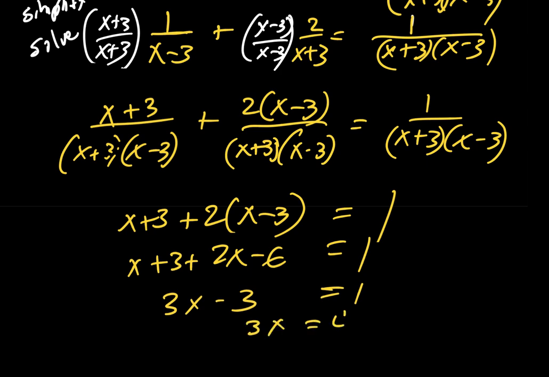3x equals 4. X equals 4/3. Again, assuming that I paid attention and kept track of my negative signs, 3 and negative 6 is negative 3. That all looks right. That's my solution. I could always go back and check in the original equation to see if it works, if you're really worried. But again, checking all my steps, working through that process.